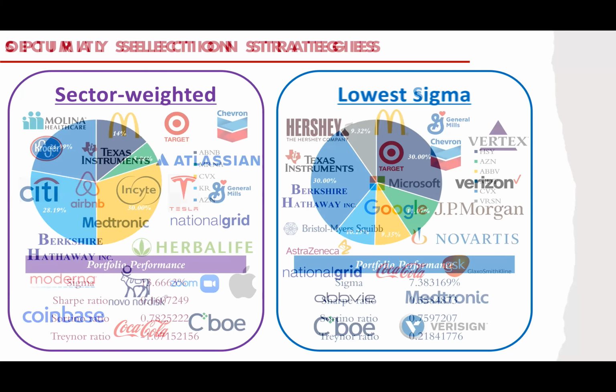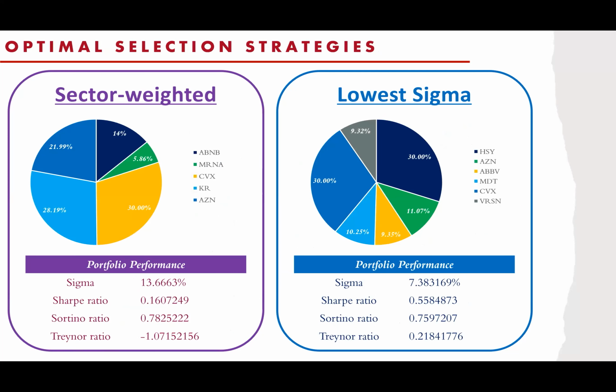Then for optimal selection strategies, for the sector weighted, the 25 stocks that we picked gave us 30% as the maximum optimal weight for Chevron, and for the lowest sigma as well, the optimal weight that we got was 30% for Hershey's and Chevron, and other stocks had a minimal weight. Under sector weighted, the portfolio performance sigma was 13.67%, which was higher than the sigma under the lowest sigma strategy of 7.38%.